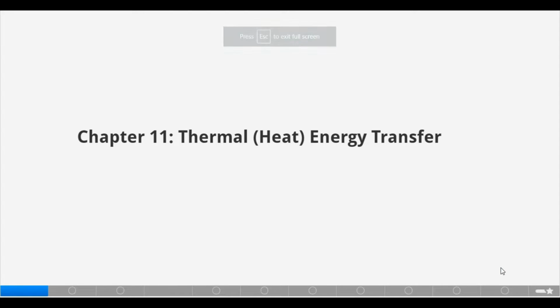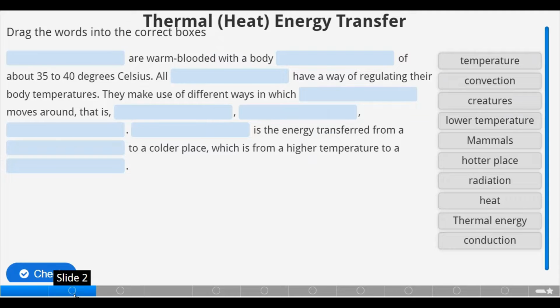How are you doing? Today, I'll be dealing with chapter 11, thermal or heat energy transfer is the subtopic. Let's do it together. Thermal or heat energy transfer. We have to drag the following words into the correct boxes to be able to give us an analogy about how heat is transferred, or a specific definition on how heat is transferred. Let's start.